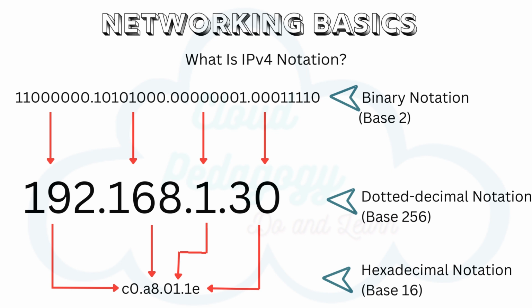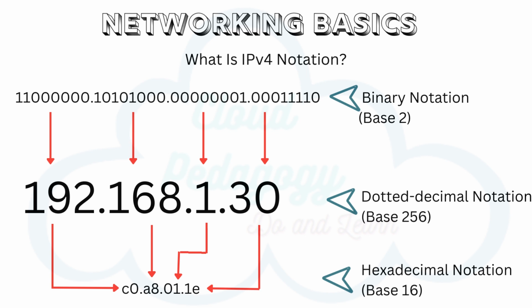In binary notation, an IPv4 address is displayed as 32 bits. To make the address more readable, one or more spaces are inserted between bytes. In dotted decimal notation, IPv4 addresses are written in decimal form with a decimal point separating the bytes. Each number in the dotted decimal notation is between 0 and 255.